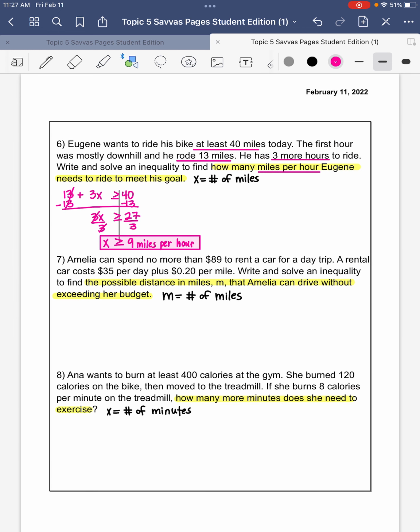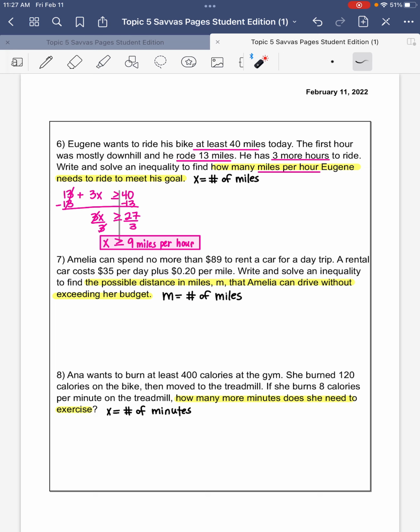Amelia can spend no more than $89 to rent a car for a day trip. A rental car costs $35 per day plus 20 cents per mile. Write and solve an inequality to find the possible distance in miles, m, that Amelia can drive without exceeding her budget. So it defined our variable for us, distance in miles, m. So I said m represents the number of miles, okay? So that's what we're trying to figure out.